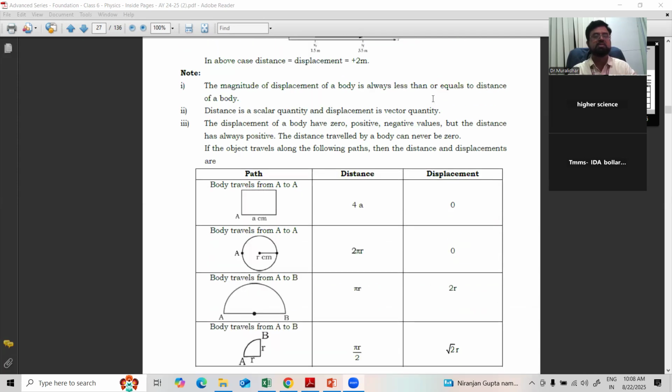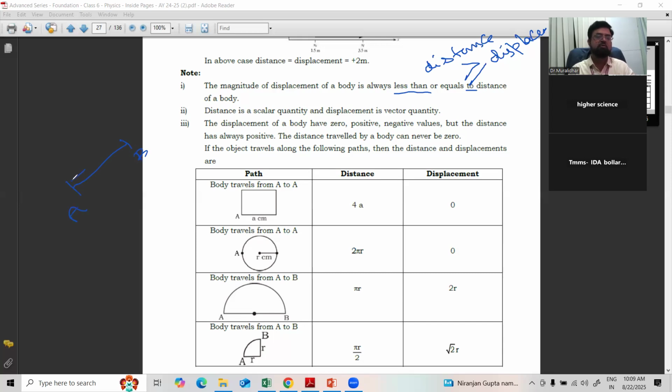See, so many things are given here. We'll go through them once before going to a video. The magnitude of displacement of a body is always less than or equal to distance. That is, distance is always greater than or equal to displacement. Only in one case are distance and displacement the same, that is, in a straight line.